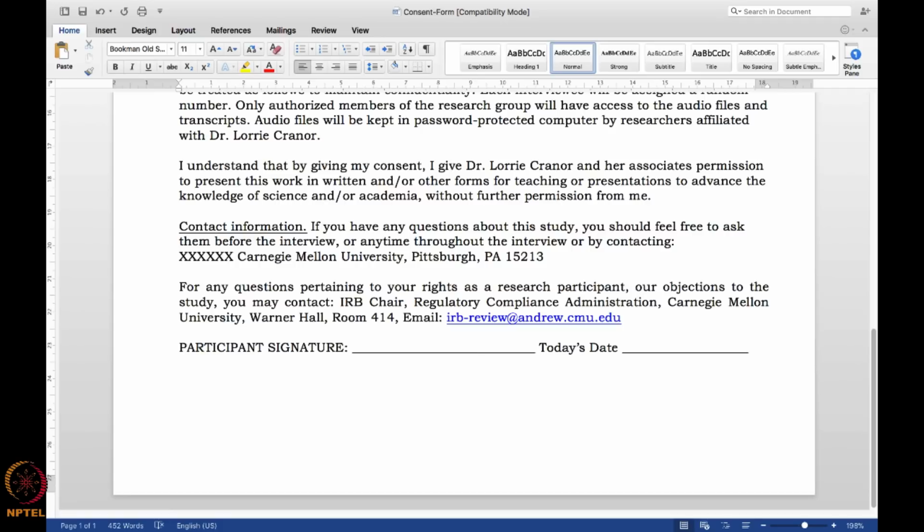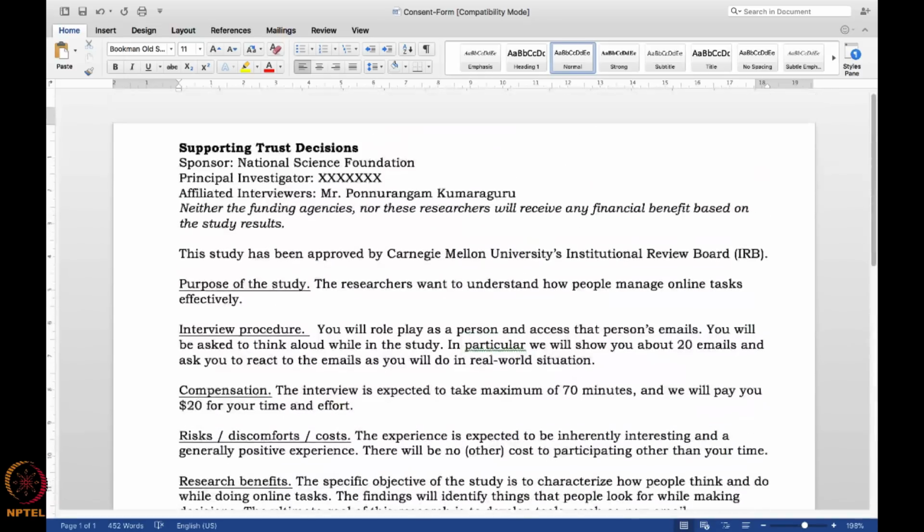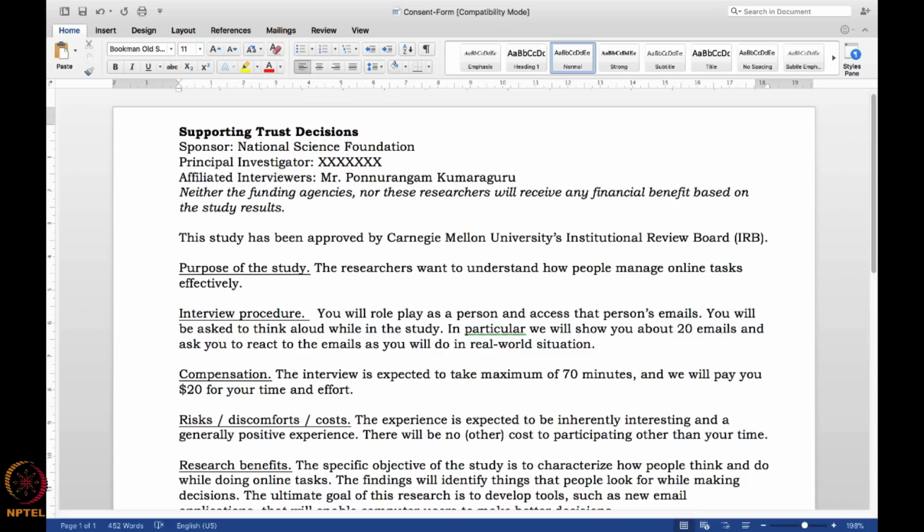So this does not have to be in physical form. It could even be in the online world. You could put the consent form and then have an agree button. When they click on the agree button, it is assumed that the participant is agreeing to be part of the study. Let me tell you what are the important things that you want to keep in the consent form.